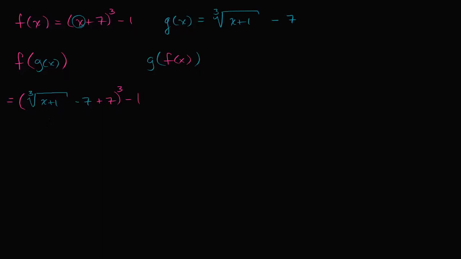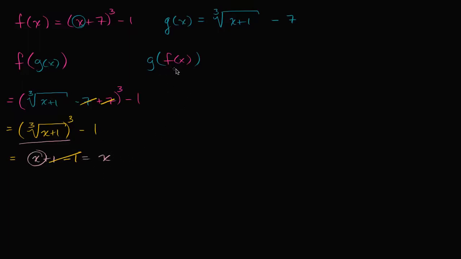All right, now let's see if we can simplify this. Well, we have a minus 7 plus 7, so that simplifies nicely. This is equal to the cube root of x plus 1 to the third power minus 1. If I take the cube root of x plus 1 and then raise it to the third power, that's just going to give me x plus 1. So this part simplifies to x plus 1, and then I subtract 1. It all simplified out to just x. So f of g of x is just x.